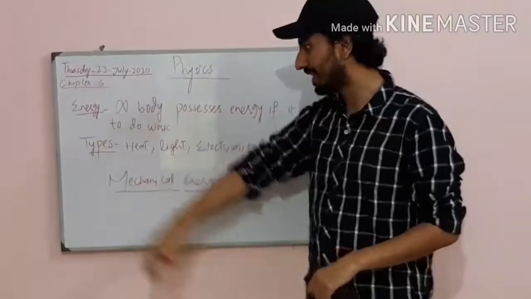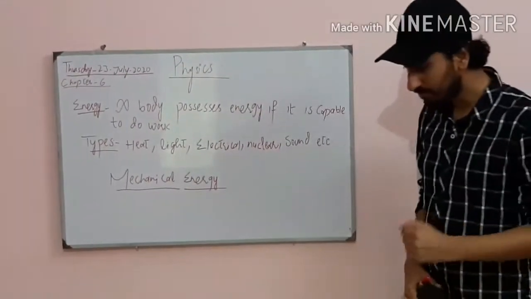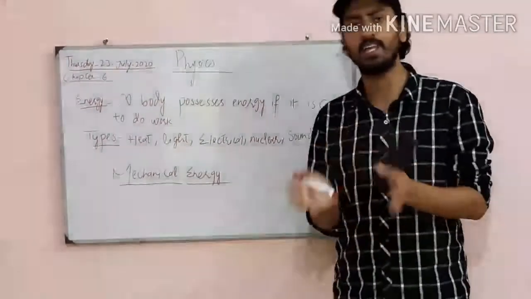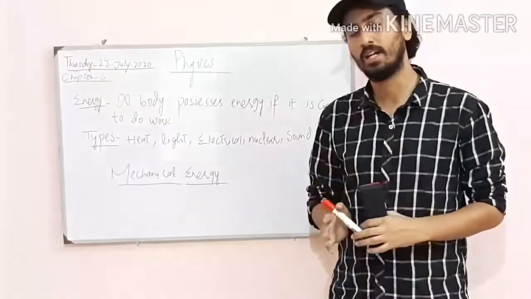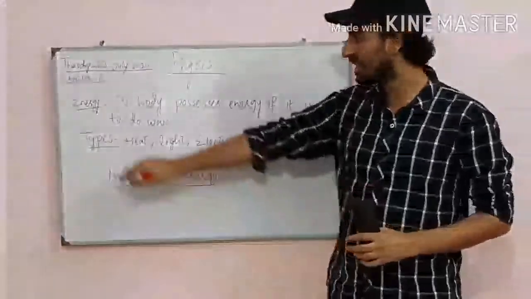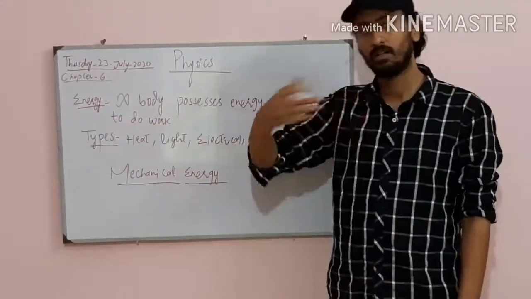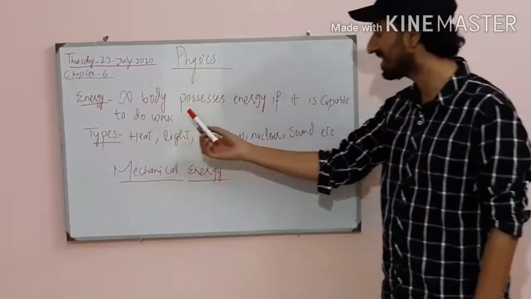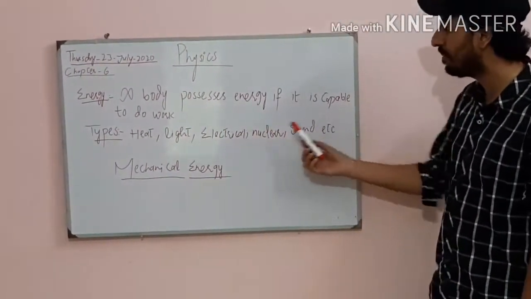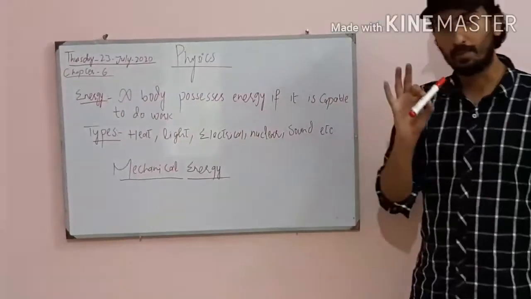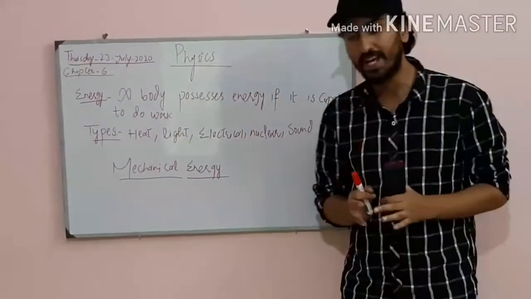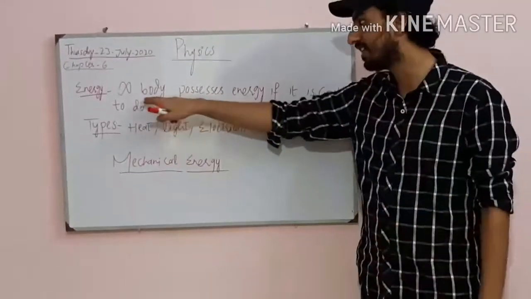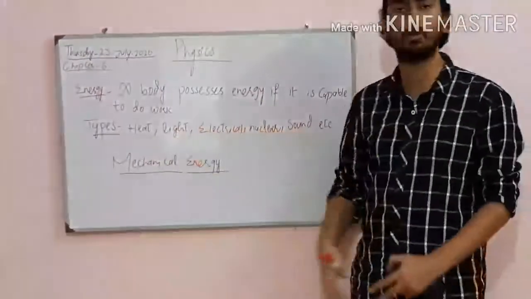So, our today's topic is energy. Now, what is energy? If we have to perform any action, any work, energy is required. Energy is the basic factor if work has to be done. What is its definition? A body possesses energy if it is capable to do what? We can say that a body has energy only when it is capable to do work. If it doesn't possess energy, it will not be able to do work.